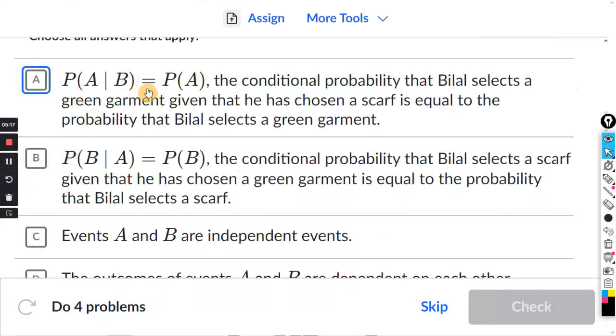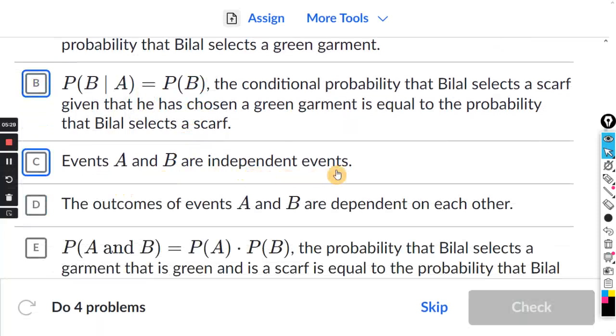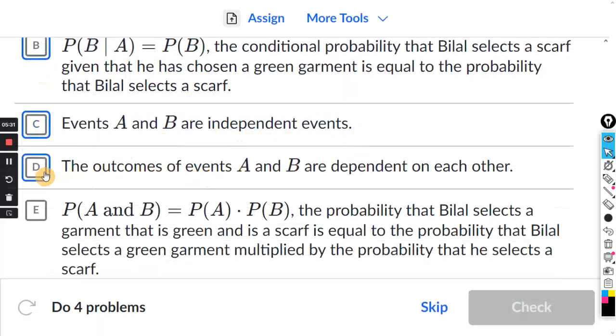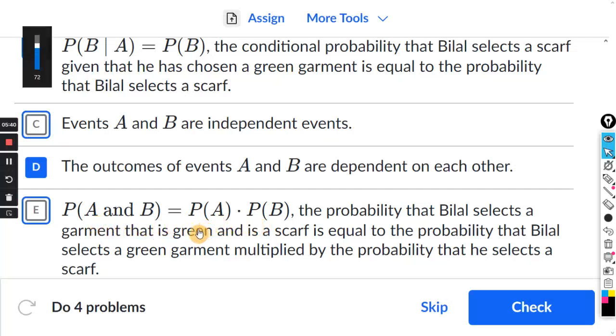Probability of A given B equals the probability of A. We said this is only true when it's independent. B given A equals probability of B. Again, this is only true when it's independent. This says independent. That's not true. D, the outcomes are dependent. That's what we said. And E is the test that we just did. We said that was not true. All right, so the only one that's true is the one that's dependent.